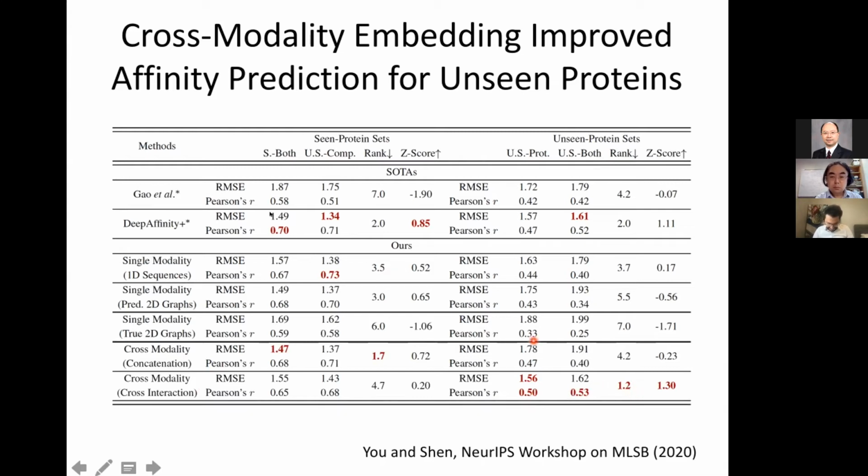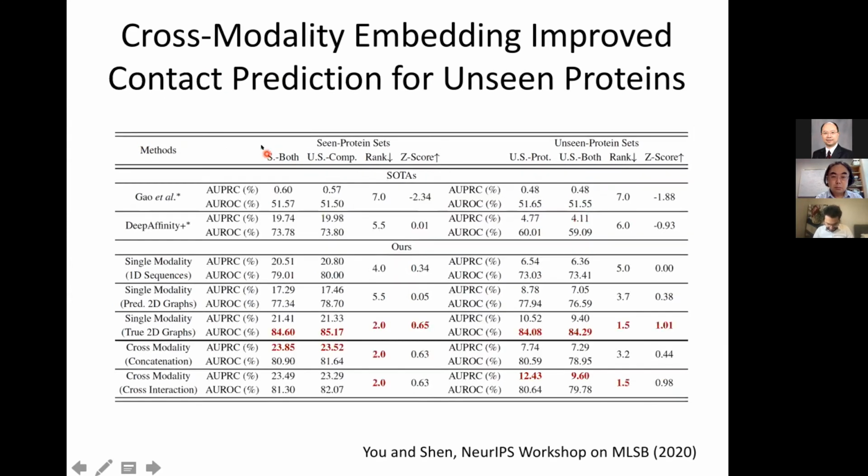And then we are also interested in contact prediction. In this case, I will show the whole table, and you will see that the single modality that's more important for contact prediction is the residue-residue contact graph for the protein, the 2D modality. The best results come from the true 2D graphs, not very surprisingly. And again, in these cases, you see that the cross-modality model actually has even better AUPRC for unseen proteins compared to the true 2D graphs.